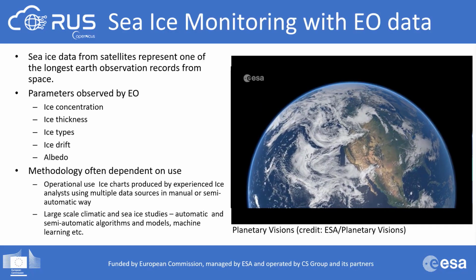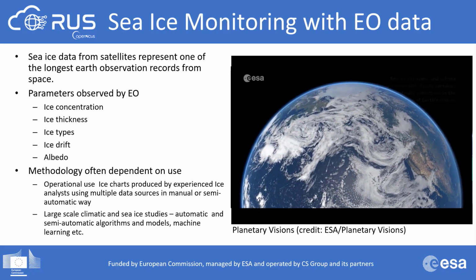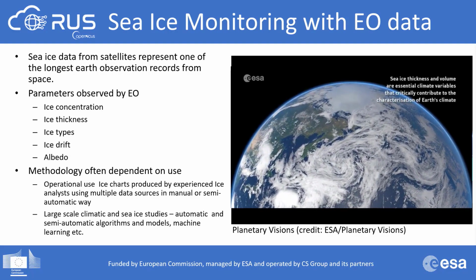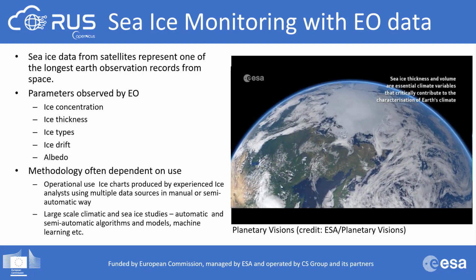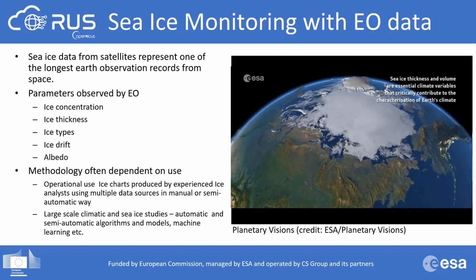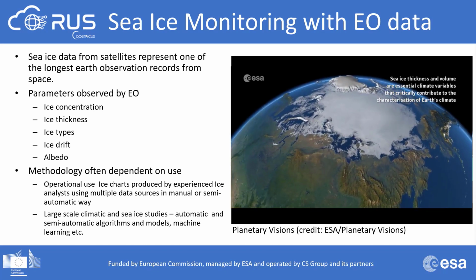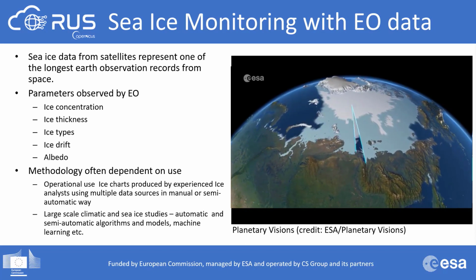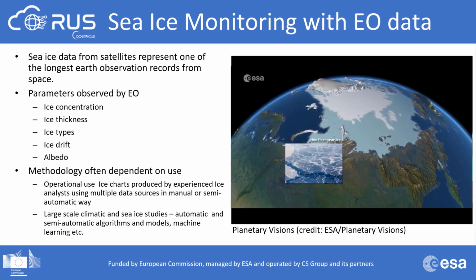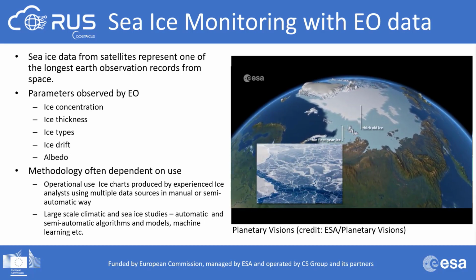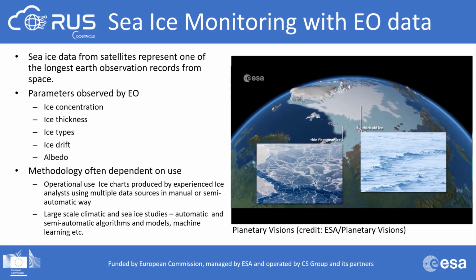Now we mentioned why sea ice is important. However, how do we monitor it? Sea ice data from satellites represent one of the longest Earth observation records from space. The variations in temperature, emissivity, and reflectivity of sea ice and the differences compared to the surrounding open ocean make it an ideal application for remote sensing.